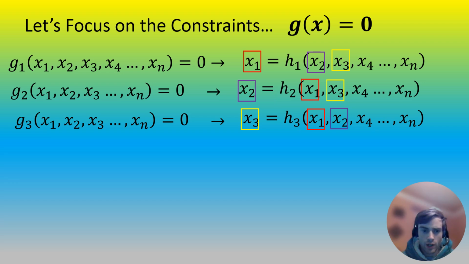So basically, through some algebraic manipulations, we can say that we have x1, x2, and x3 defined like this. x1 is equal to h1 of, a function of x4 all the way to xn. x2 is a function of, h2 of x4 all the way to xn, and x3 is a function of x4 all the way to xn.